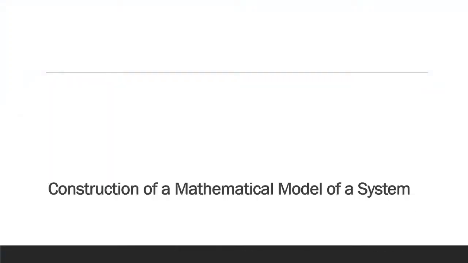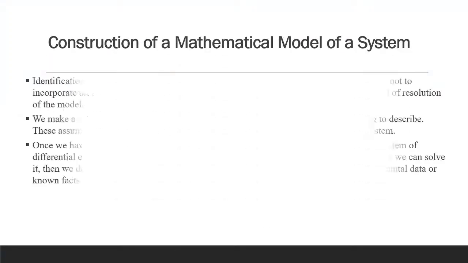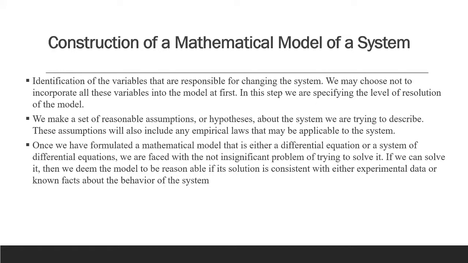The construction of a mathematical model of a system starts with the identification of the variables that are responsible for changing the system. We may choose not to incorporate all these variables into the model at first. We are specifying the level of resolution of the model. Then, we make a set of reasonable assumptions or hypotheses about the system we are trying to describe. These assumptions will also include any empirical laws that may be applicable to the system.